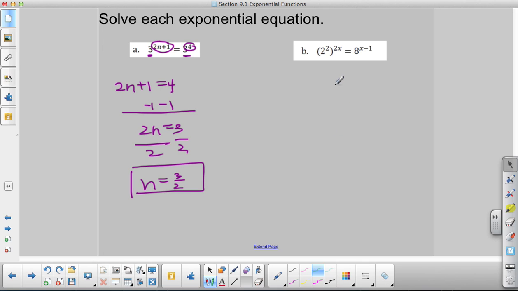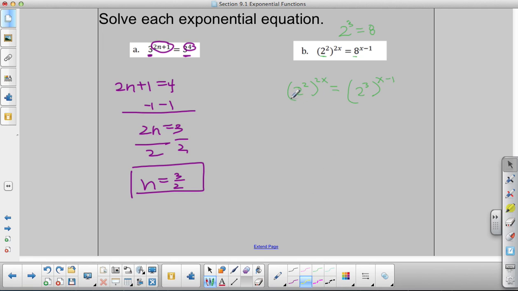But I can think about, well, this one has a base 2. Could I rewrite 8 as base 2? Well, I know 2 to the second is 4, but 2 to the third is 8. So I'm going to use the fact that 2 to the third is equal to 8. So I will have my left-hand side. So I have 2 to the second to the 2x is equal to, now in place of 8, I'm going to write 2 to the third to the x minus 1.